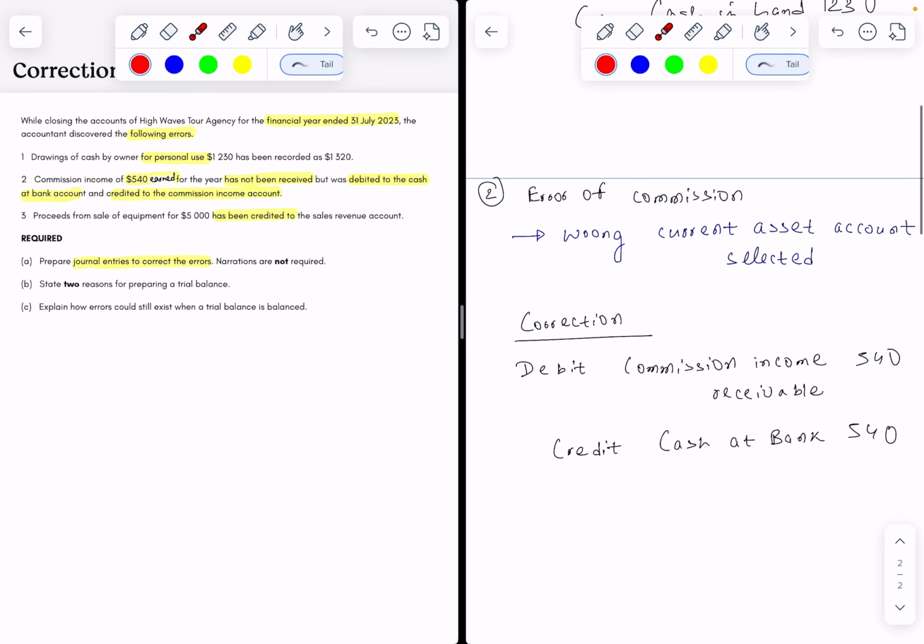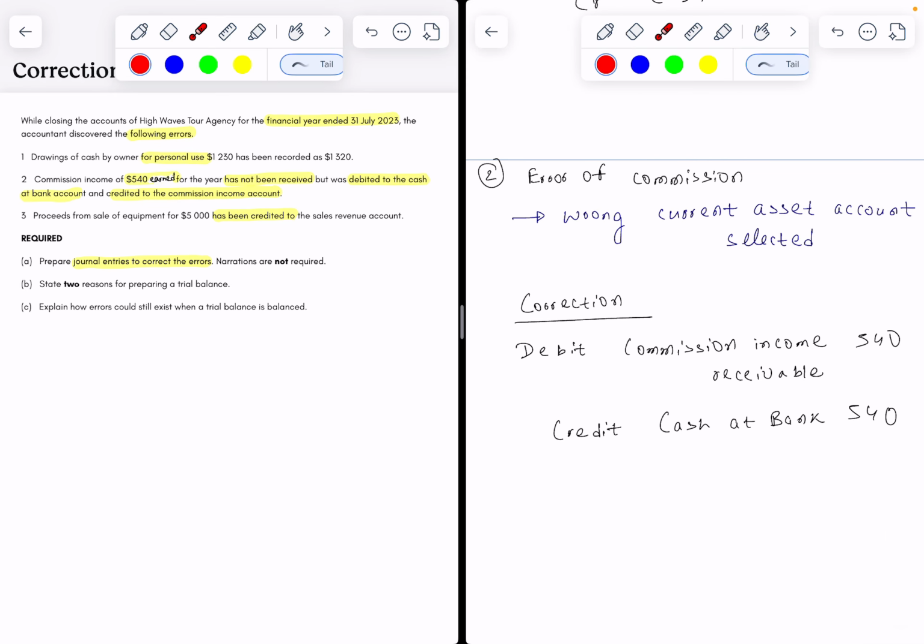Let's look into the second transaction. Commission income of $540 earned for the year has not been received but was debited to the cash at bank account and credited to the commission income account. All right. So this type of error is what we classify as an error of commission. And the reason we call this an error of commission is because the category is the same, which is the category of current assets, but the wrong account has been selected.